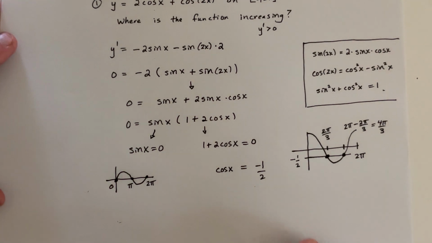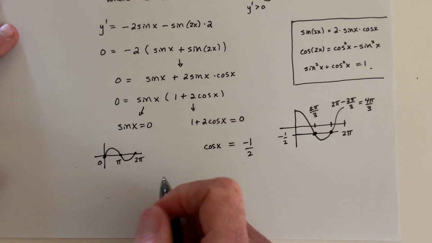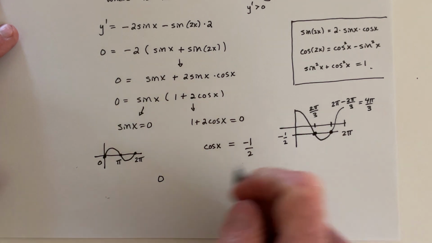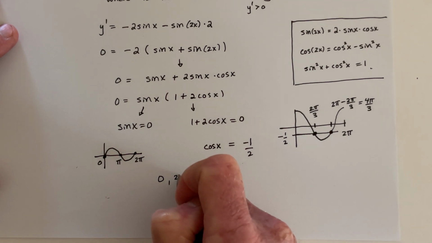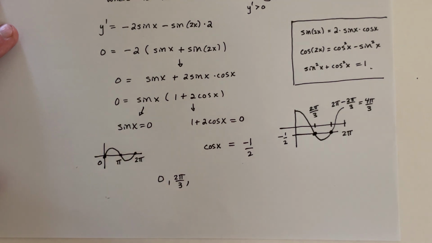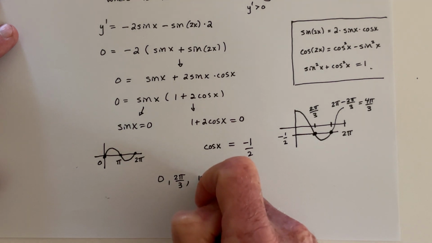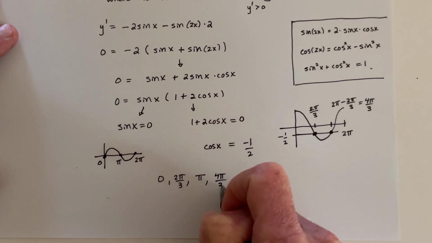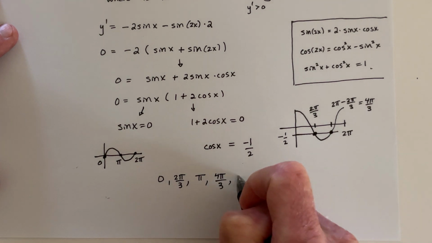Okay, so now I'm going to take all of my answers and put them in order. So first would be 0. Next would be 2 pi over 3. Next would be pi. And then 4 pi over 3. And then 2 pi.